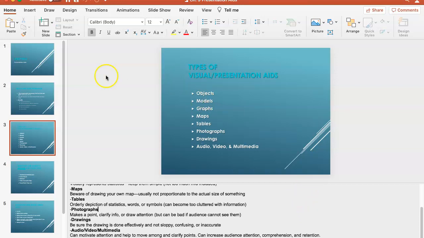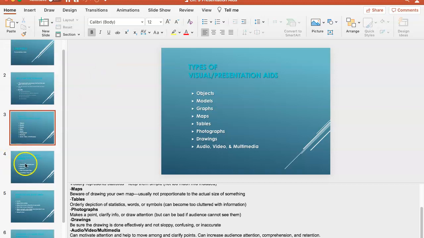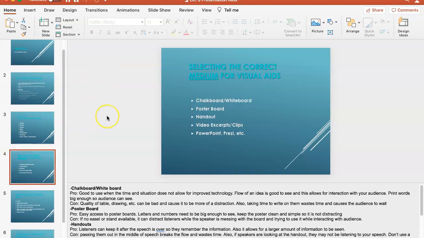Okay, so those are types of visual aids. Now let's talk about selecting the correct medium for visual aids. As you see in the notes, there are pros and cons for each of them that we're going to talk about. So if you need to pause this slide so you can get them down, that might be a good idea. It's up to you. I'm going to be honest, I can't remember if there's a question on your midterm about this, but whatever. Take good notes just for the ethics of taking good notes.